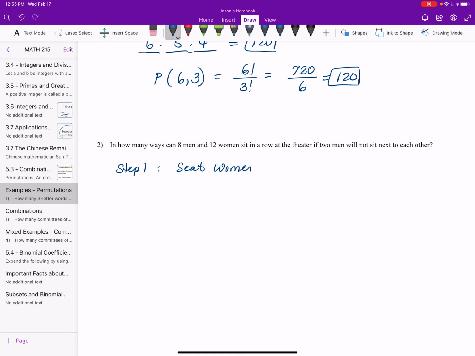Now, that means that each woman is going to have at most one seat in between them. So I'm going to write down the 12 women right here, 1, 2, 3, 4, 5, 6, 7, 8, 9, 10, 11, 12. Now, where can the men sit? Well, in any one of these spaces, in between the women or on one side of one of the other women. Now, this means that the men have 13 spaces to choose from. And how many are going to get chosen? 8 will get chosen.